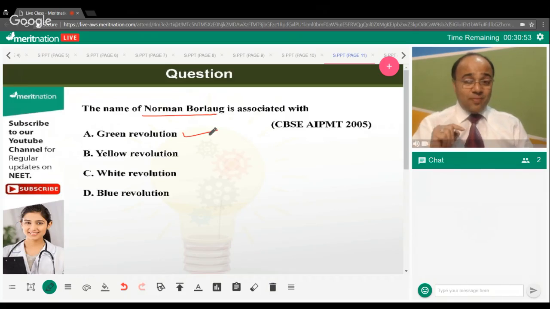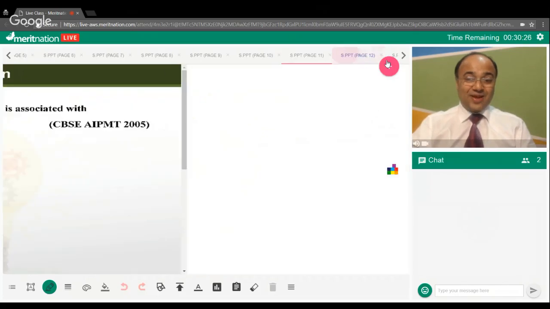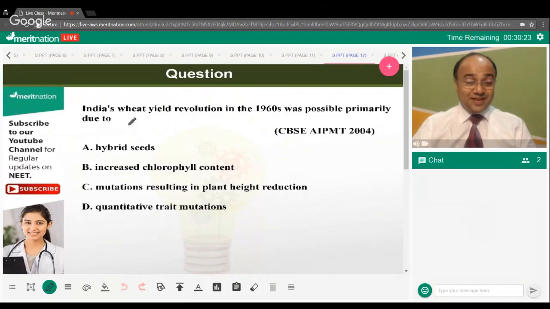And Norman Borlaug worked with one Indian scientist, Dr. M.S. Swaminathan. We all know about it, right? To usher the great Green Revolution in the Indian scenario, right? Yes. So Norman Borlaug tied up with M.S. Swaminathan to usher the Great Green Revolution in our Indian context. Okay. So let's move ahead and let's see the next one.